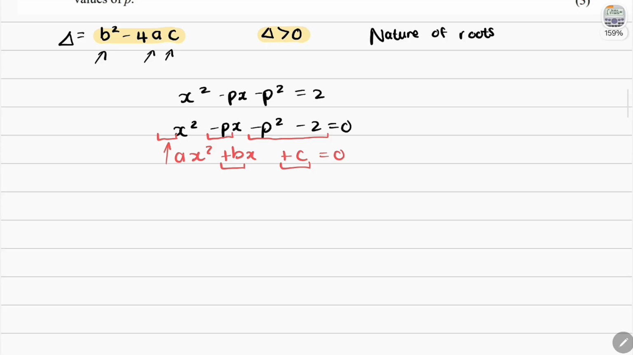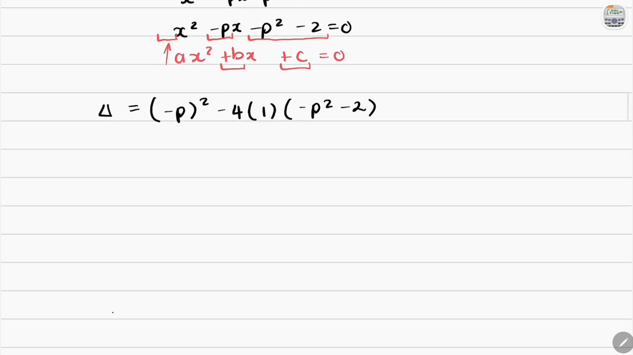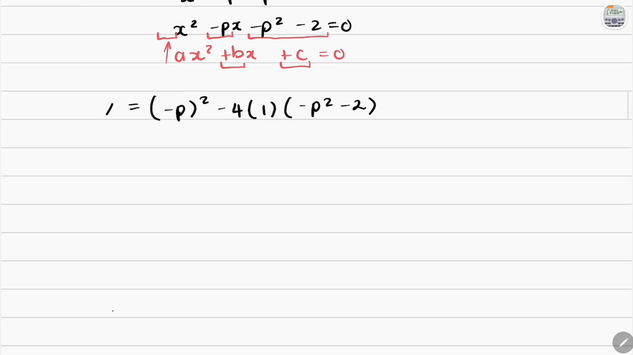So let's go ahead and find this. Okay, so the discriminant is equal to, we say b squared, which is negative p all squared, minus 4 times a, which is 1, times c, which is just negative p squared minus 2, and let's go ahead. So we are not trying to say it is greater than 0. We're going to just simplify it and then prove that the expression it gives us is actually a value that will always be positive, that will always be greater than 0 for every real value of p.